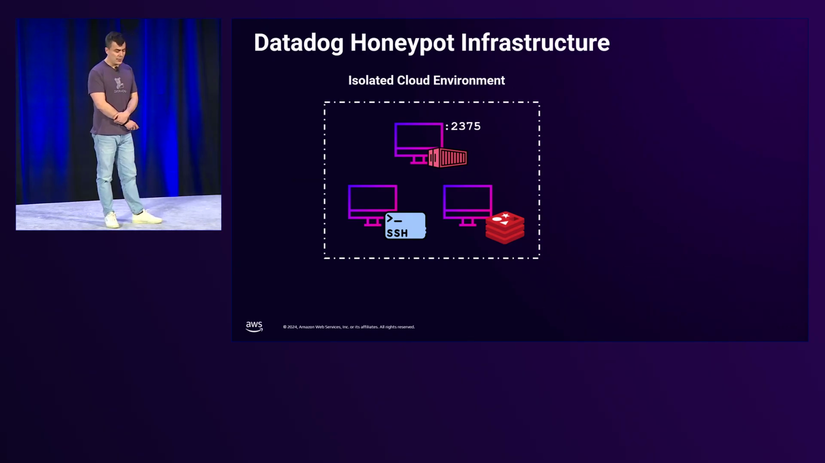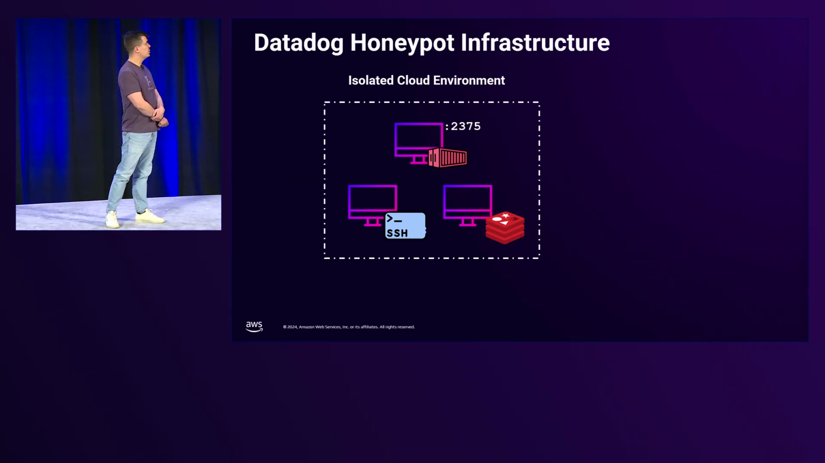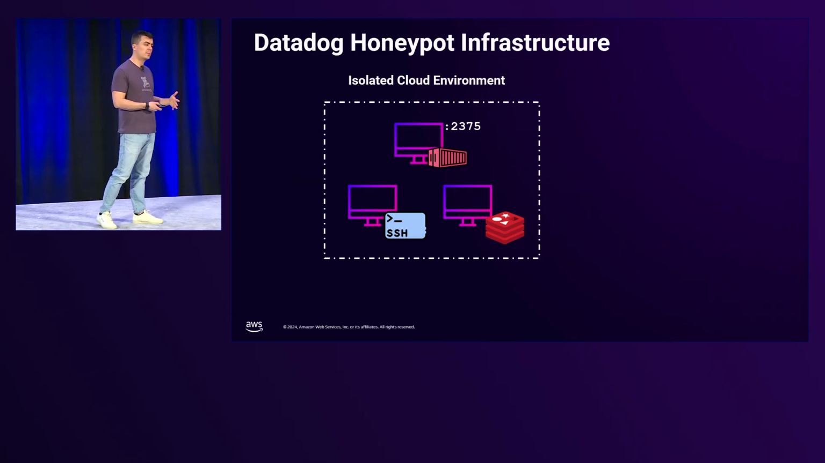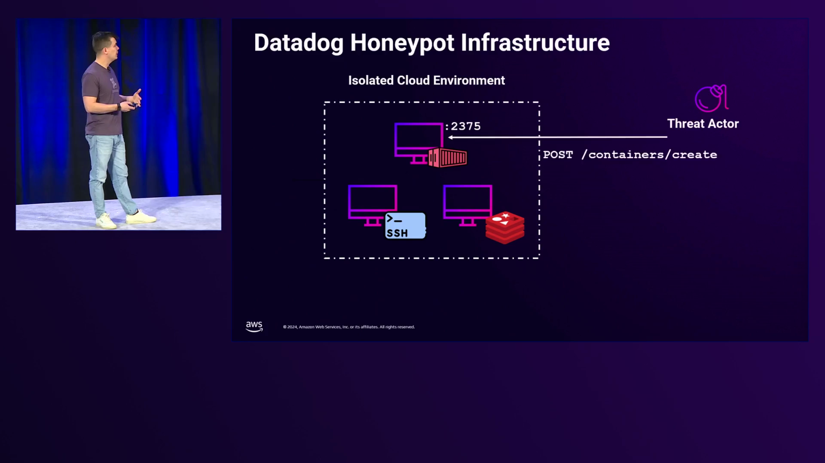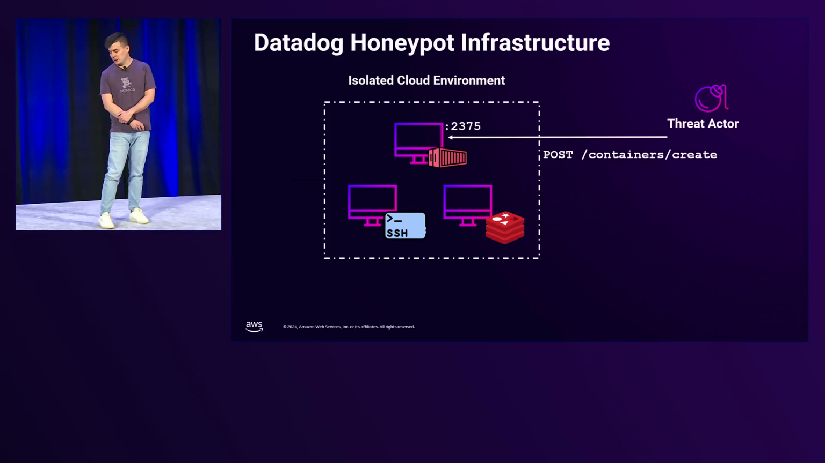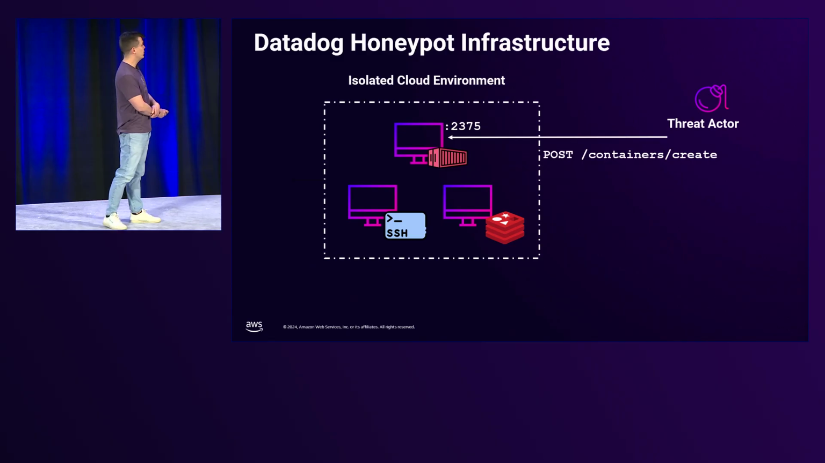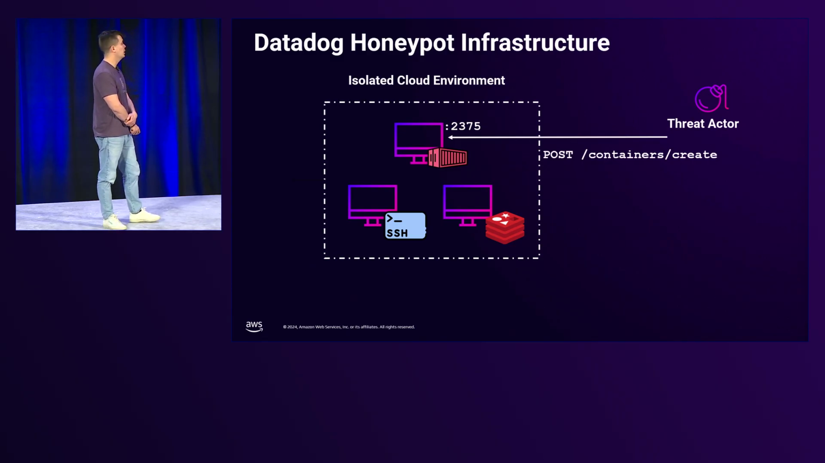So in this example, we run a very large honeypot infrastructure at Datadog. We run all kinds of cloud-based services. We misconfigure them on purpose. The idea is we want people to reach out and try to interact with it so we can record what they're doing. In this scenario, this is a Docker service listening on the open internet on port 2375. And we get a lot of POST requests to create containers there, which seems kind of interesting.